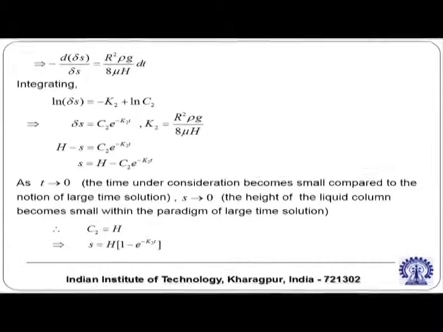So, it is not literally the beginning, but it is a condition when you start thinking about the large time solution. When you are thinking of the large time solution, your initial condition may be the end of the small time solution. Okay. So, at the end of the small time solution, your height of the liquid column becomes small within the paradigm of the large time solution. It is not actually 0.